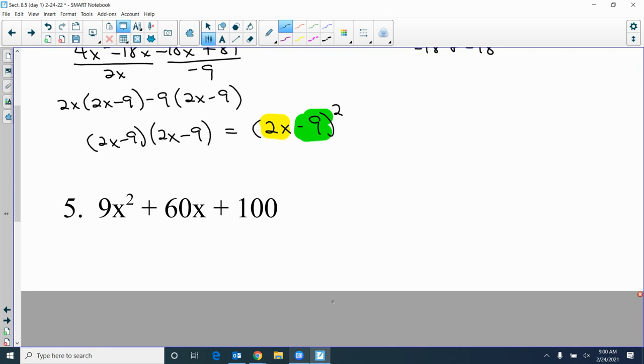Fill in 9x squared plus 60x plus 100. Now for this one, you would have to multiply 9 times what? 100. Don't do it yet. Don't do it.